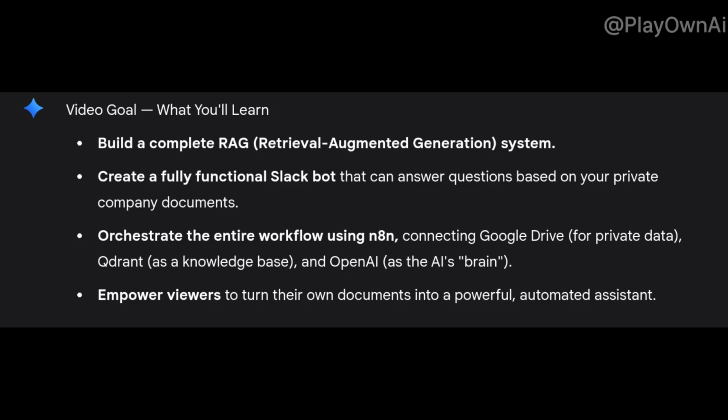What you'll learn. Video goal. Build a complete RAG, Retrieval-Augmented Generation, system. Build a fully functional Slack bot that can answer questions based on your private company documents. Orchestrate the entire workflow using n8n, connecting Google Drive for private data, Qdrant as a knowledge base, and OpenAI as the AI's brain. Empower viewers to turn their own documents into a powerful automated assistant.